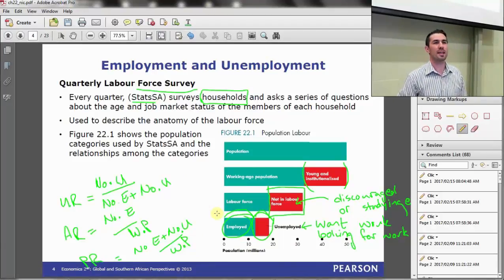Okay, so that has been released. It's available on the Stats SA website. Any of those figures that you want to know. Within the document are also discussions on how to calculate the unemployment rate, the absorption rate, and the participation rate.